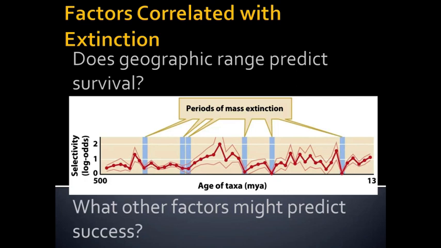Okay, so number 1, geographic range increases survivability of extinction events. Number 2, being a generalist instead of a specialist increases survivability. And number 3, the biodiversity of the group you're looking at, that also increases the chances that that group will survive an extinction event. So go over and review and make sure you know those 3 things.